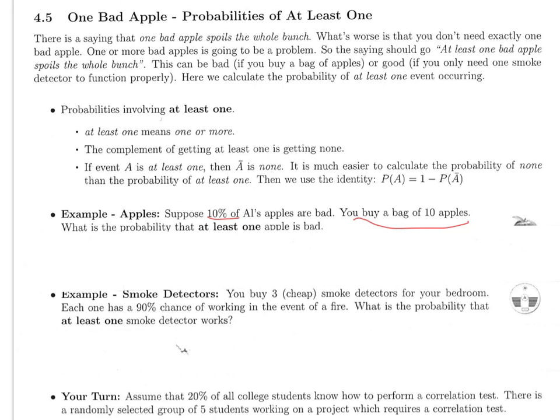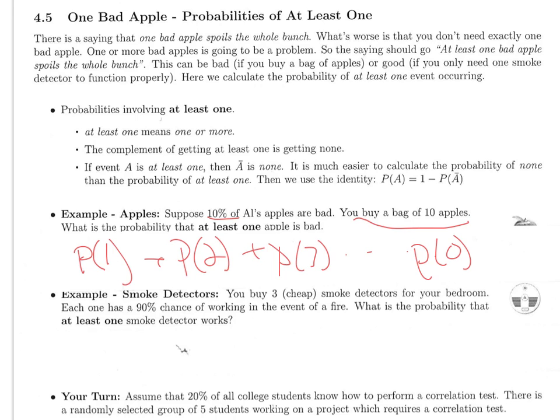Well, I would have to know the probability of 1 apple being bad, plus the probability of 2 apples being bad, plus the probability of 3 apples being bad, and add those all up. But couldn't I treat this like a complement? If I find the probability that no apples are bad and take that away from 1, won't this include all these other probabilities all the way up through 10 apples bad? And that's what he's saying here.